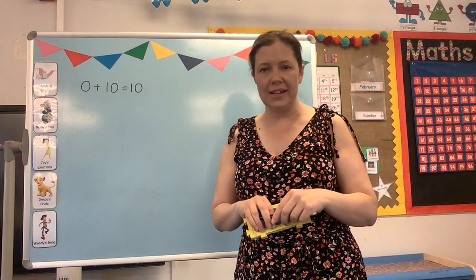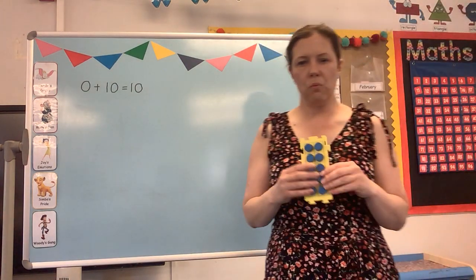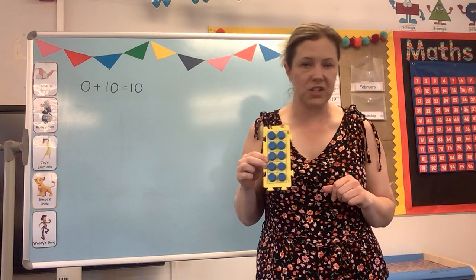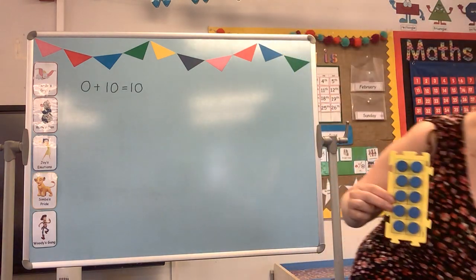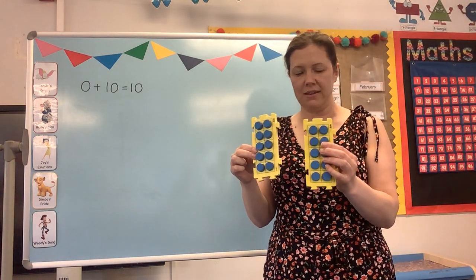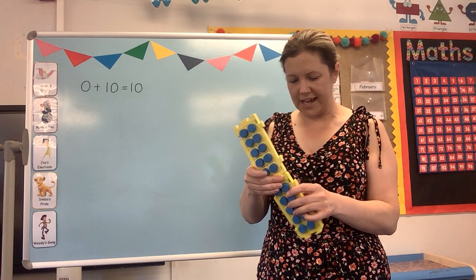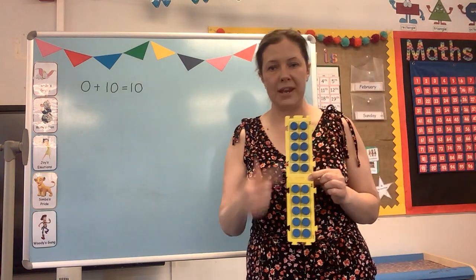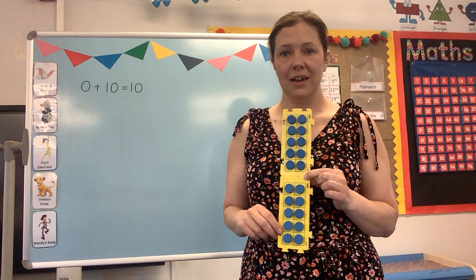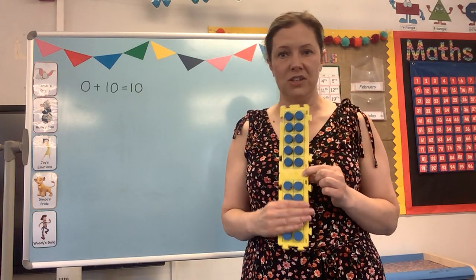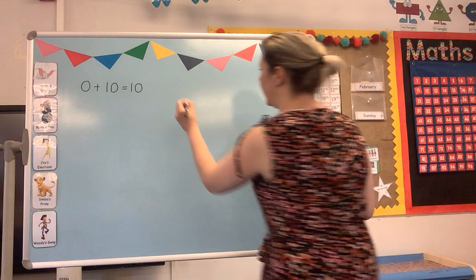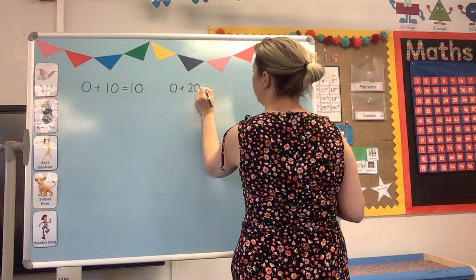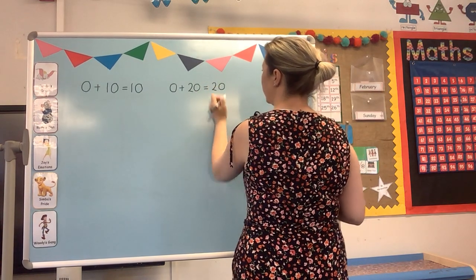So because we know that, 0 and what would make 20? Well, let's see, because we need to have 20 with our 10 frame first of all, don't we? So I'm going to need another 10 frame because 10 and 10 is 20. So if I pop this together like that, so I've got my 20, look. We've still not got any good apples, but now we've got 20 bad apples because we've got 10 and another 10. So I'm going to write that one along here. Because we know that 0 add 10 is 10, we know that 0 add 20 is 20.